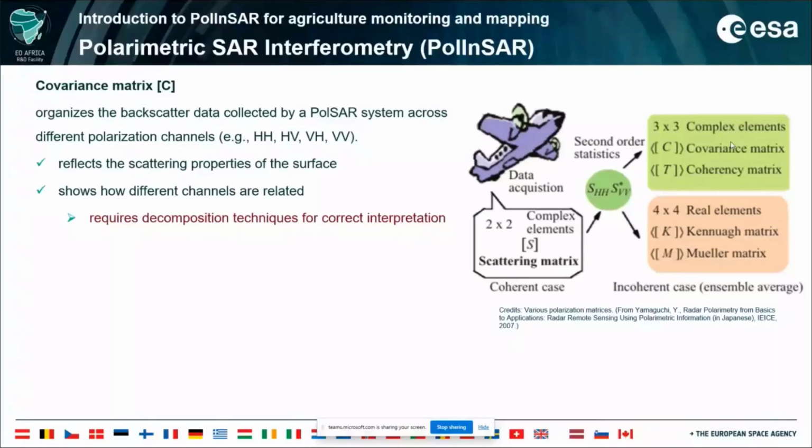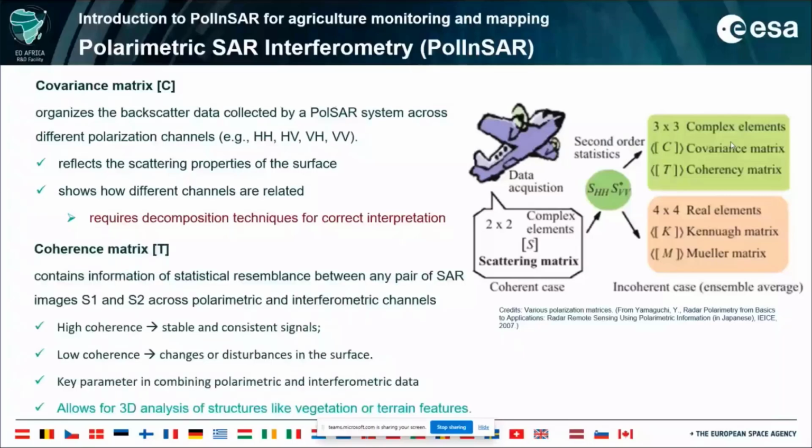And another concept is the coherence matrix, which is denoted by T, as we have seen also in the previous slide. This concept is very fundamental because it tells us how similar the radar signals are between the two images. The coherence matrix measures the similarity or consistency between radar signals across polarimetric and interferometric channels, and it also provides information about surface stability or changes over time.